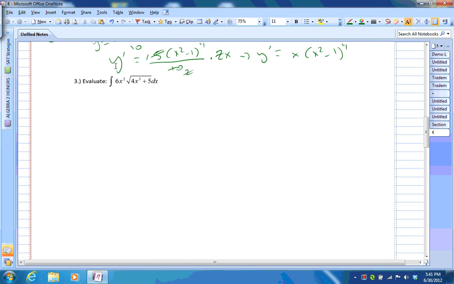Okay. More with integration by substitution. Let's look at number 3. So what should we let u equal?